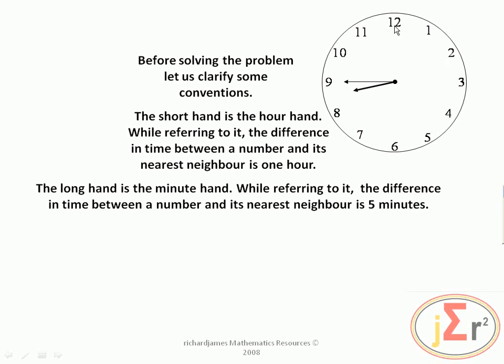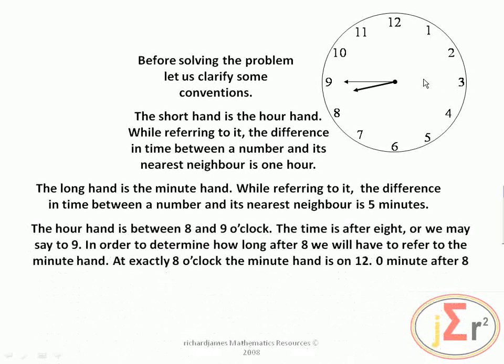With the minute hand, if we move between consecutive numbers with the minute hand, the time is 5 minutes. The hour hand is between 8 and 9 o'clock. The hour hand, which is the shorter one, is between 8 and 9 o'clock.